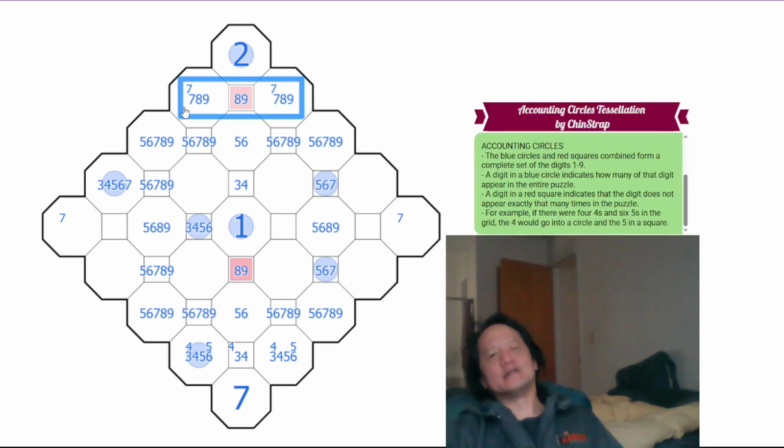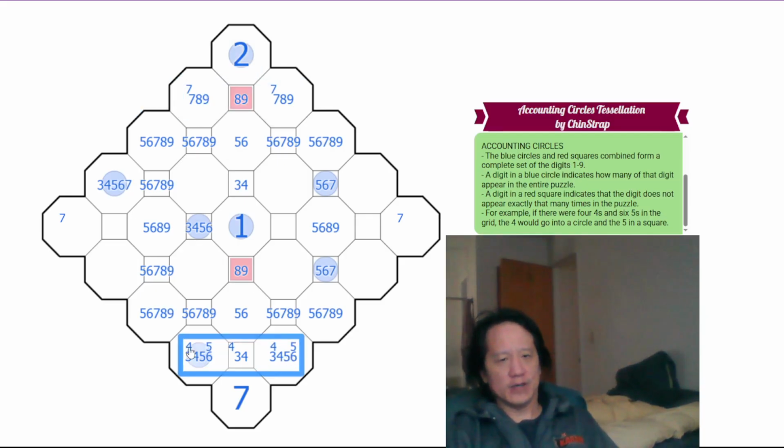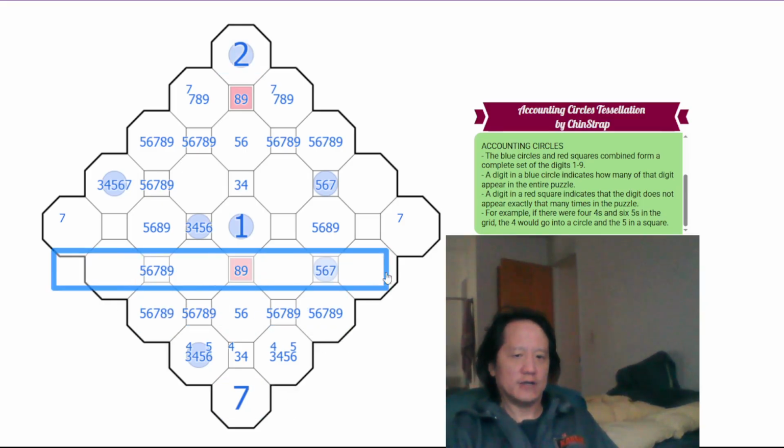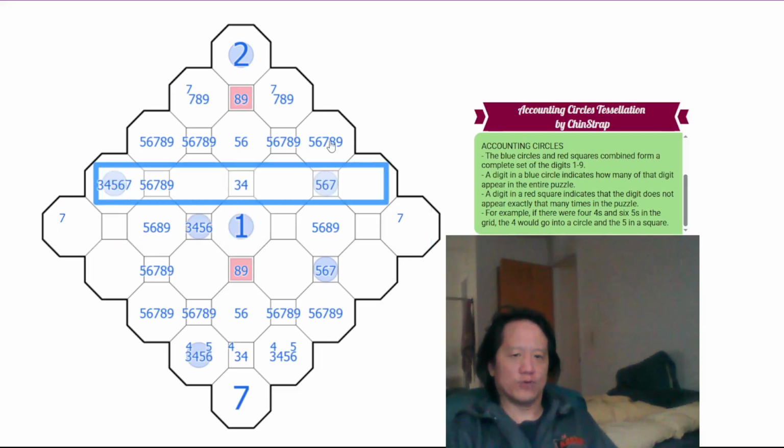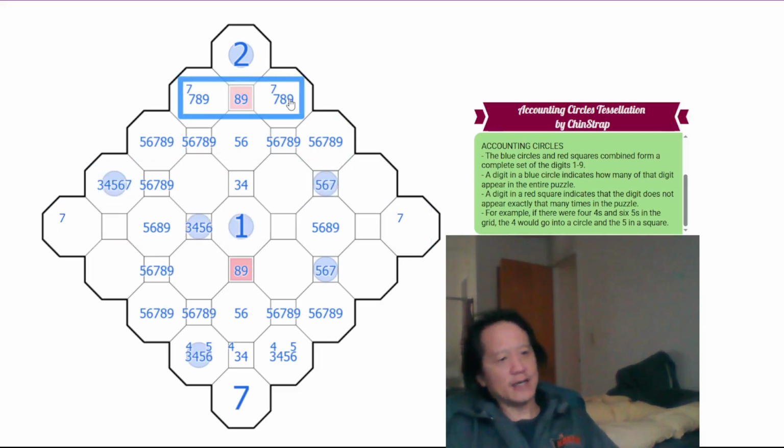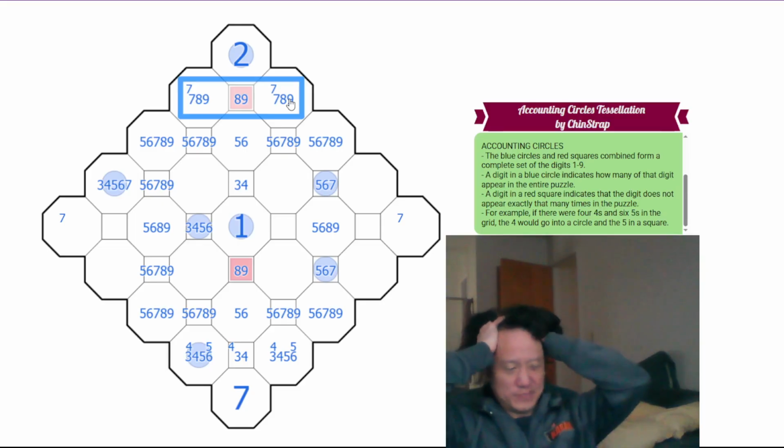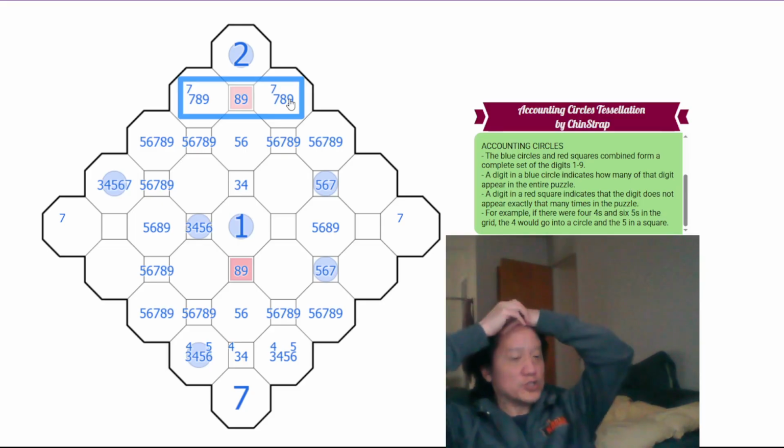So this has to be like 2, but then the problem is, again, this can't be 8 or 9, this can't be 8 or 9, this can't be 8 or 9, so we have 1, 2, 3, 4, 5, 6 8s and 9s total, which is one too small for this puzzle.